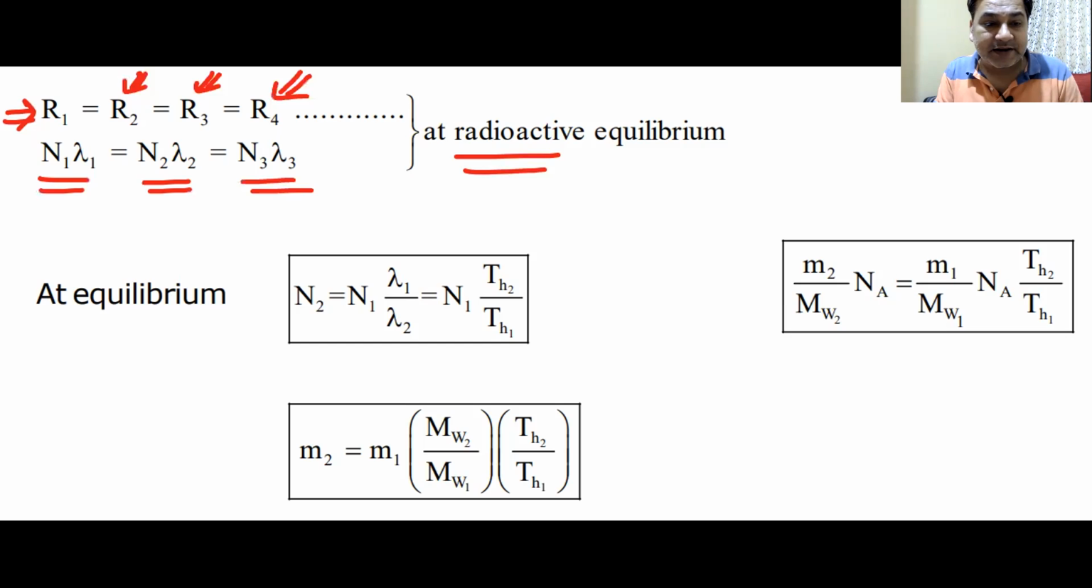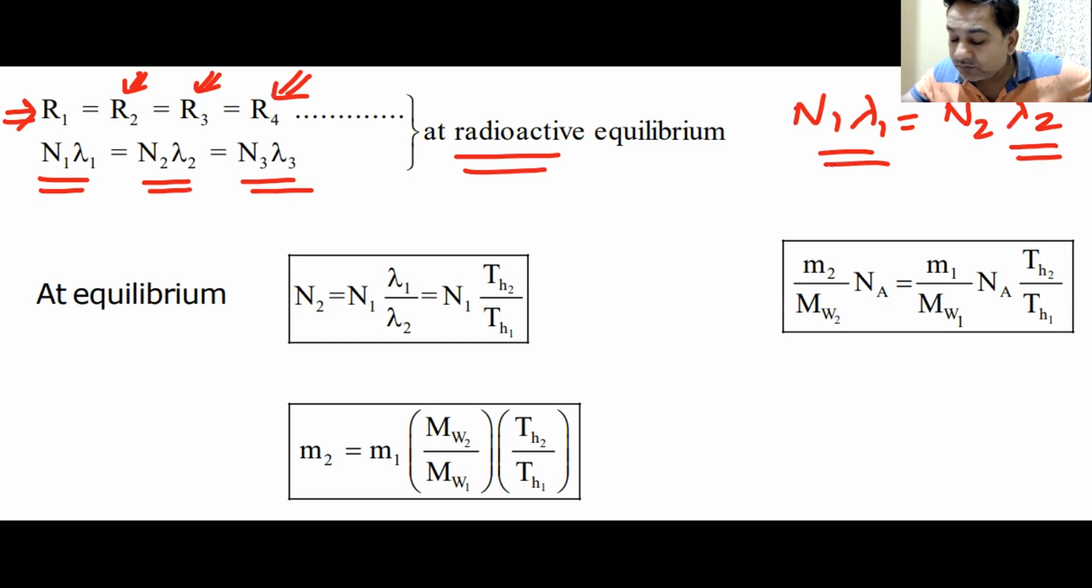And from here, I can put the values of all these things. N1 into lambda 1 is equal to N2 into lambda 2. From here, I can find the relation between N1 and N2. Yes or no? Yes, sir. When I get lambda 1 here, lambda 1 is 0.693 by T half. So I get lambda 1 here and I will get T half here. Yes or no?